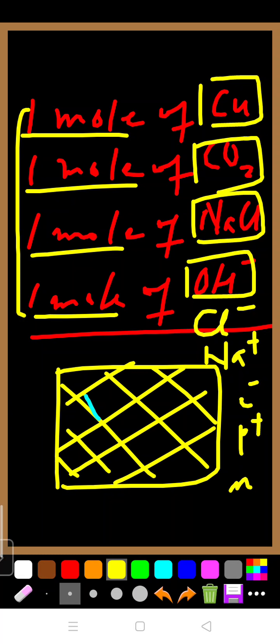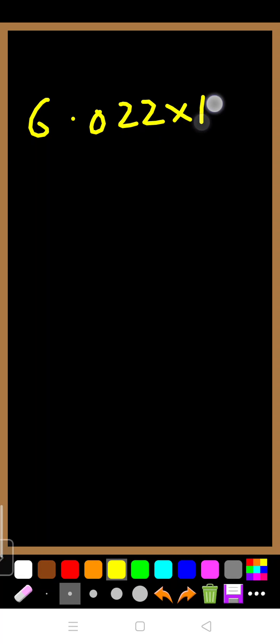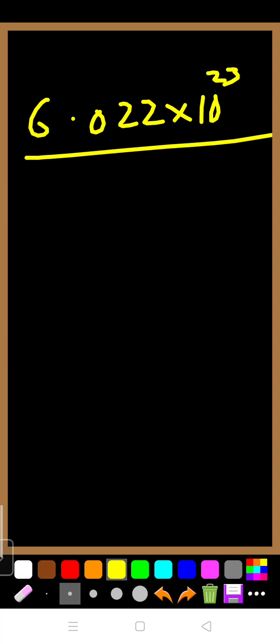Whenever we say 1 mole, this 1 mole is the similarity in all these things. So what does 1 mole contain? 1 mole of a substance will contain 6.022 exponent 23 particles per mole.